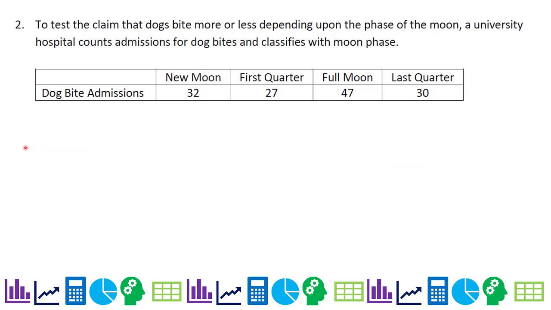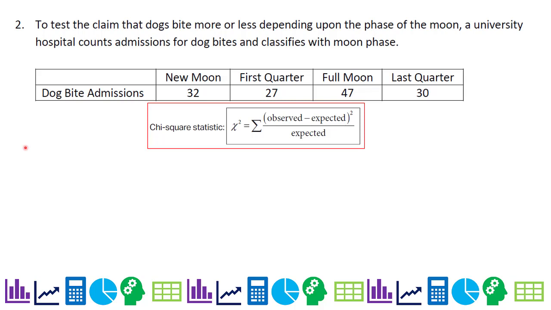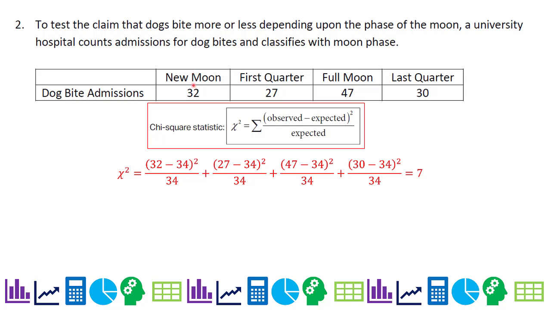So now we're going to go ahead and do the "do" part, which is calculating the test statistic. And this is straight off your formula chart. For the new moon, we had 32 observed, but we expect 34 for each phase. So (32 minus 34) squared divided by 34. All of these are going to have a 34 on the bottom, then you're going to be subtracting 34 every time because the expected counts are the same for each phase of the moon. The observed are slightly different. You have 32 there, 27, then 47 and 30. And if you do all the math, you'll get 7.